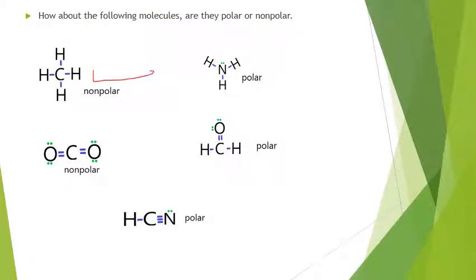So this has 4 same things attached to it. This has different things, lone pairs. This carbon here has the same thing attached to it, 2 oxygens. There are no lone pairs, so it's nonpolar. This carbon has different things attached to it. It has hydrogen and oxygen, so it's polar. And this carbon here, the center atom, has 2 different things attached to it, the nitrogen and the hydrogen. The lone pairs on the outside atoms don't count in this regard here.